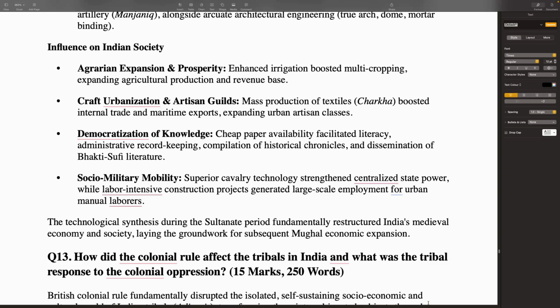Democratization of knowledge: cheap paper availability facilitated literary administrative record keeping, compilation of historical chronicles, and dissemination of Bhakti Sufi literature. Socio-military mobility: superior cavalry technology strengthened centralized state power, while labor-intensive construction projects generated large-scale employment for urban manual laborers. The technological synthesis during the Sultanate period fundamentally restructured India's medieval economy and society, laying the groundwork for subsequent Mughal economic expansion.